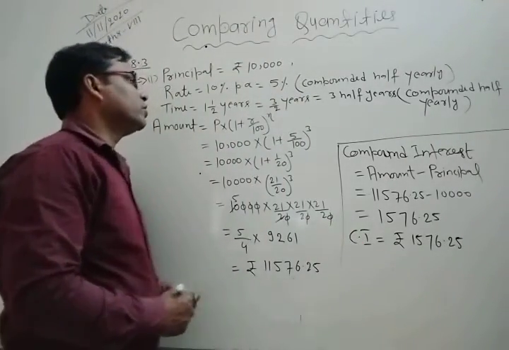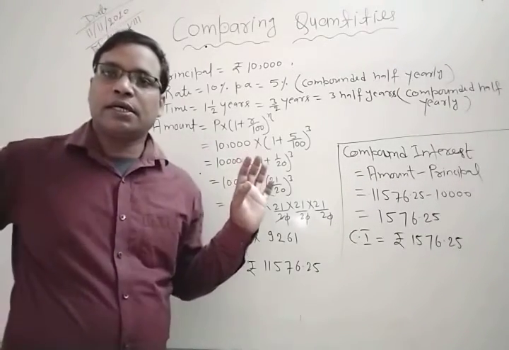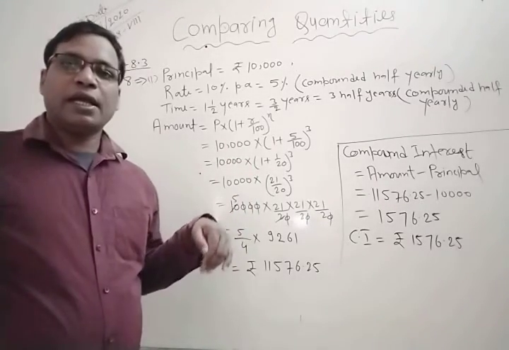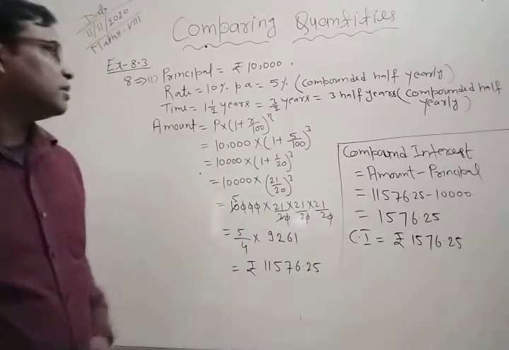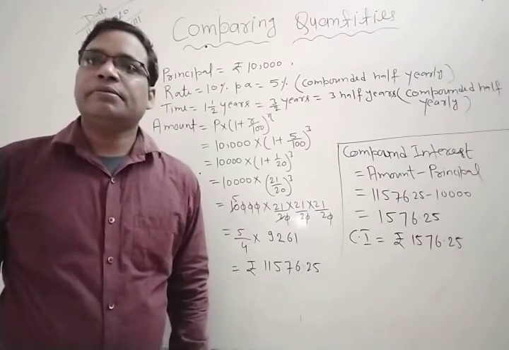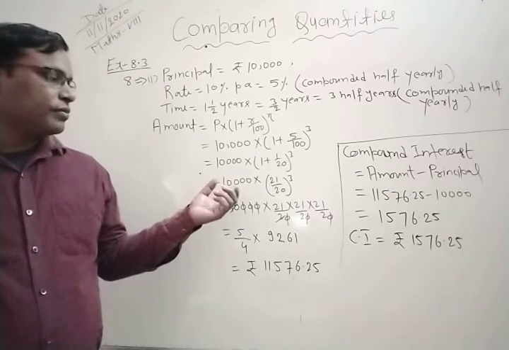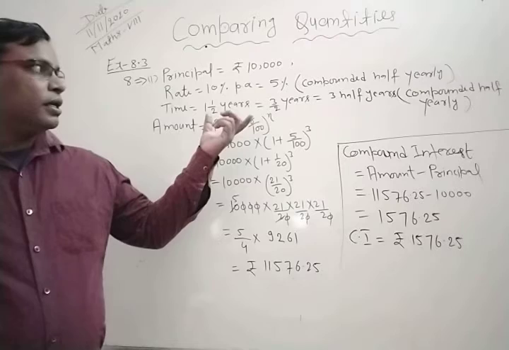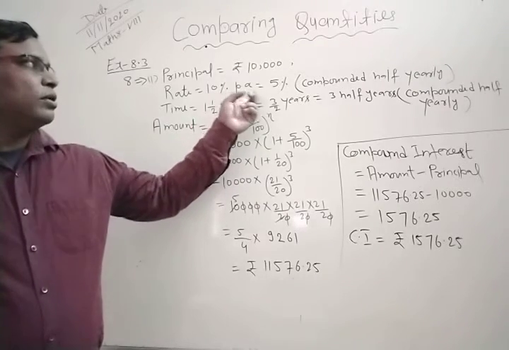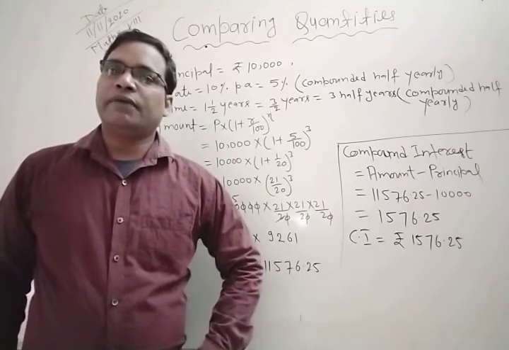Now, in this question you can see we need to find the compound interest compounded half yearly. This is given. The principal is 10,000. The rate is 10%, but since we compound half yearly, the rate becomes 5%. And time is given here as 1.5 years.